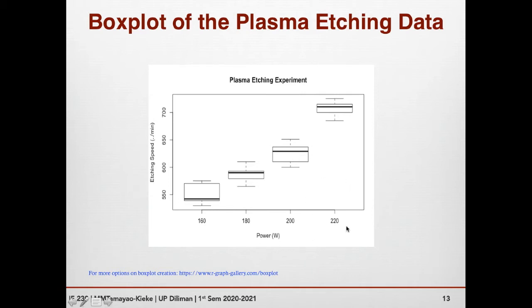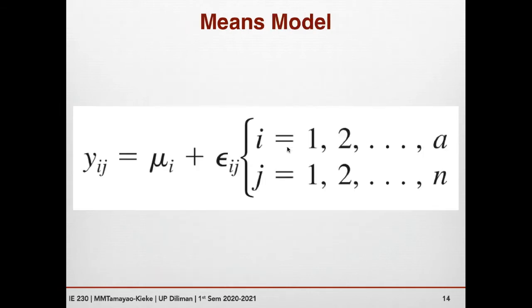If you just look at this boxplot, there seems to be a difference in the etching speed for different power levels. The other thing you can probably observe is that as you increase your power level, the etching speed also increases. However, in some cases, these kinds of patterns are not very apparent, and for us to be able to perform a more objective analysis, we use ANOVA. But before we go into the ANOVA table, which is actually the easy part, let's first understand the statistical model behind it.